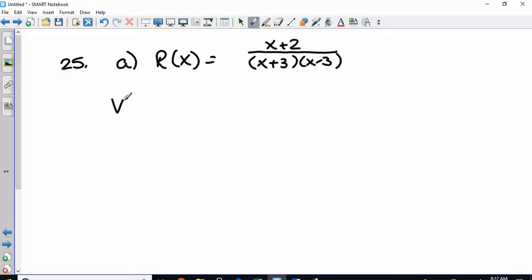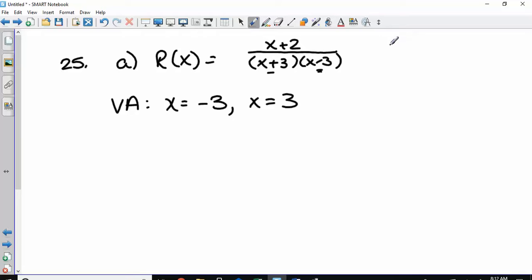So vertical asymptote: x equals whatever makes the bottom 0. So what would make x plus 3 equal 0? Negative 3. What makes x minus 3 equal 0? Okay, so we have two vertical asymptotes: x equals negative 3 and x equals positive 3. Remember when we graph those, vertical are up and down, so we would just have those dashed lines.